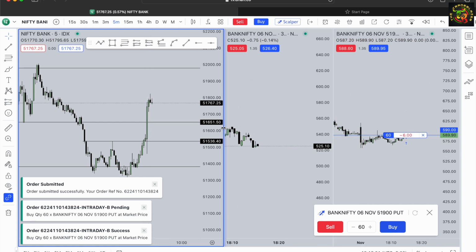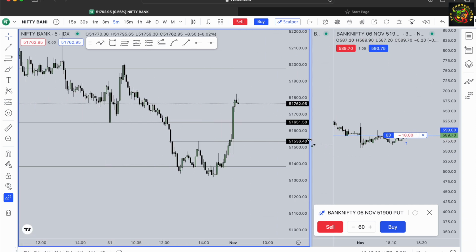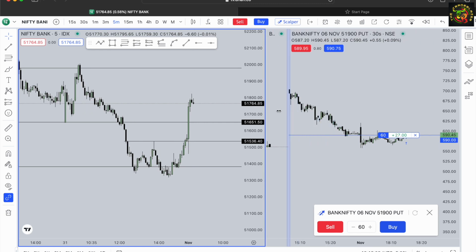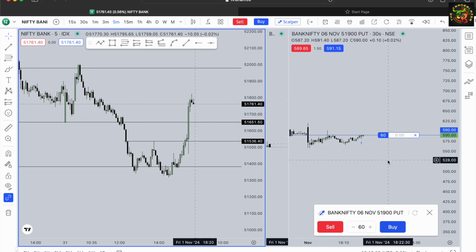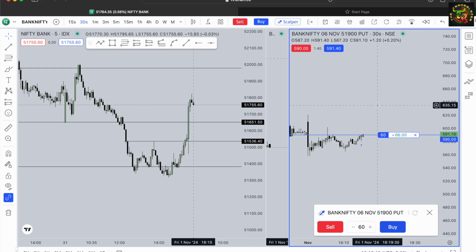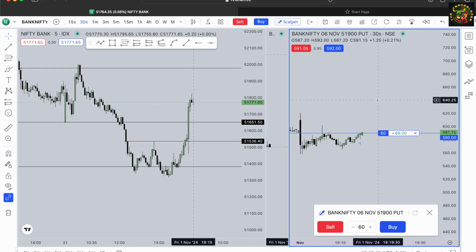As I said, there won't be a huge amount of expectations. Just 20 to 30 points is more than enough for today's trading. All right. Let's see how this trade goes on from here.